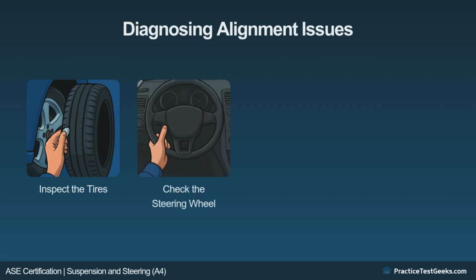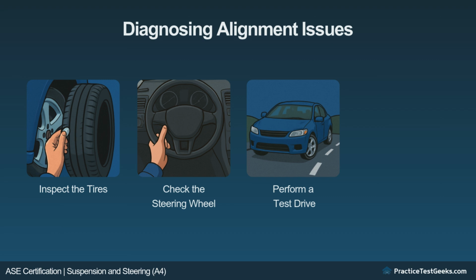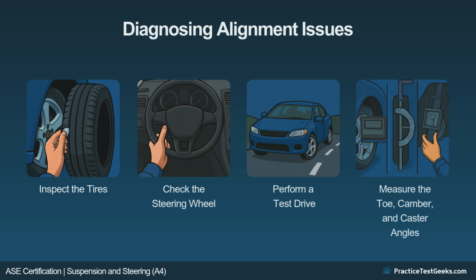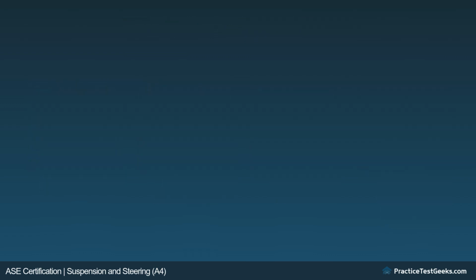Check the steering wheel. If the steering wheel is off-center, it may indicate that the wheels are misaligned, even if the vehicle drives straight. Perform a test drive. Drive the vehicle and observe if it pulls to one side. A vehicle that drifts or pulls may have a misaligned front end or issues with the steering components. Measure the toe, camber, and caster angles. These angles should be checked with specialized alignment equipment to confirm that the wheels are correctly aligned.